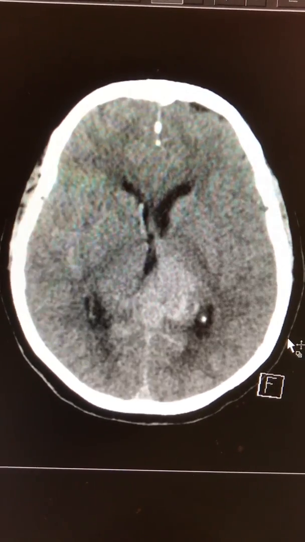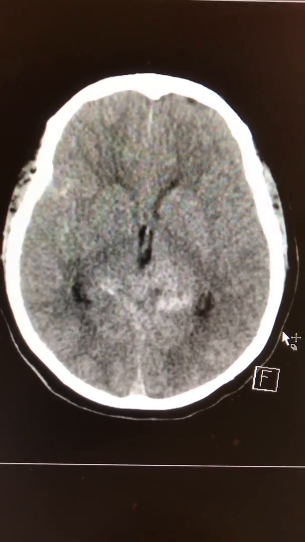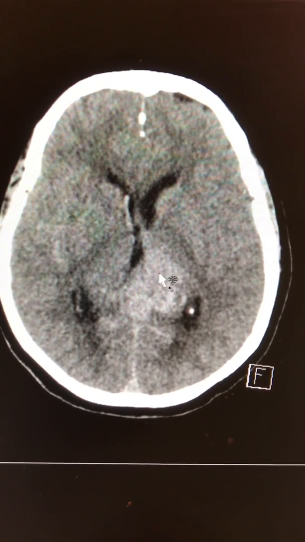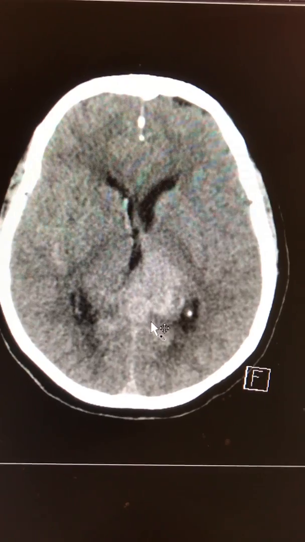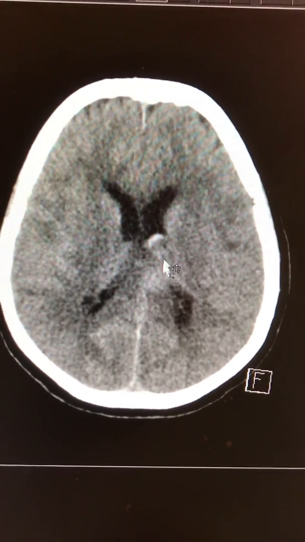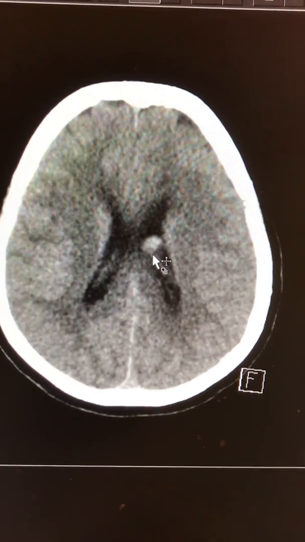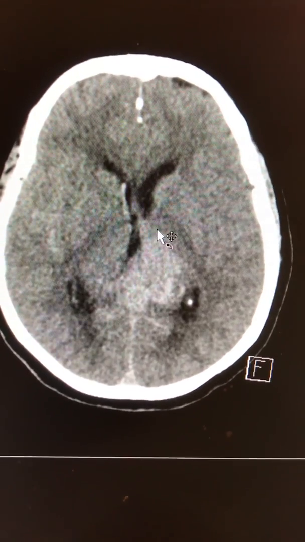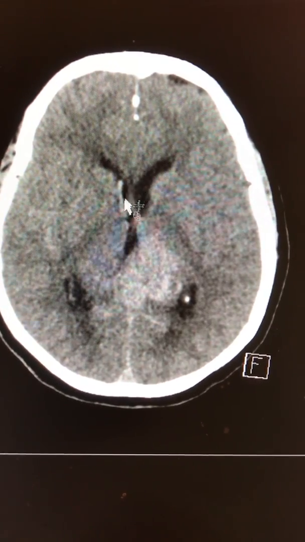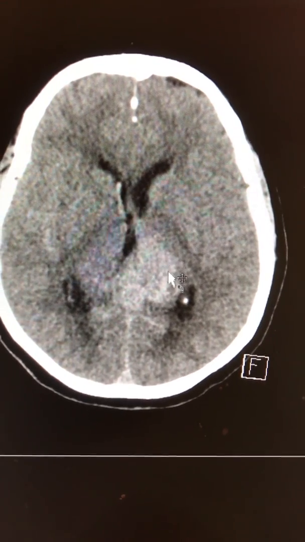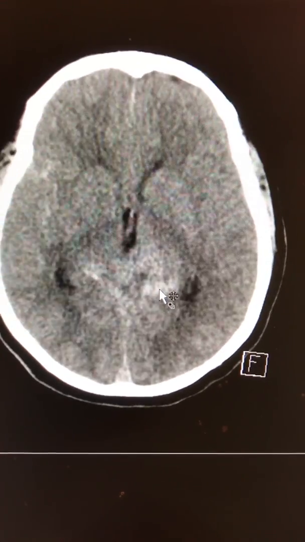She had the first CT scan without contrast, as you can see over here, and it shows this area of hyperdensity, maybe a parenchymal lesion, but there is blood, acute hemorrhage within the ventricle. On the left side, you see the left lateral ventricle, you see some blood, and a bit of blood over here as well in the frontal horn of the right lateral ventricle.